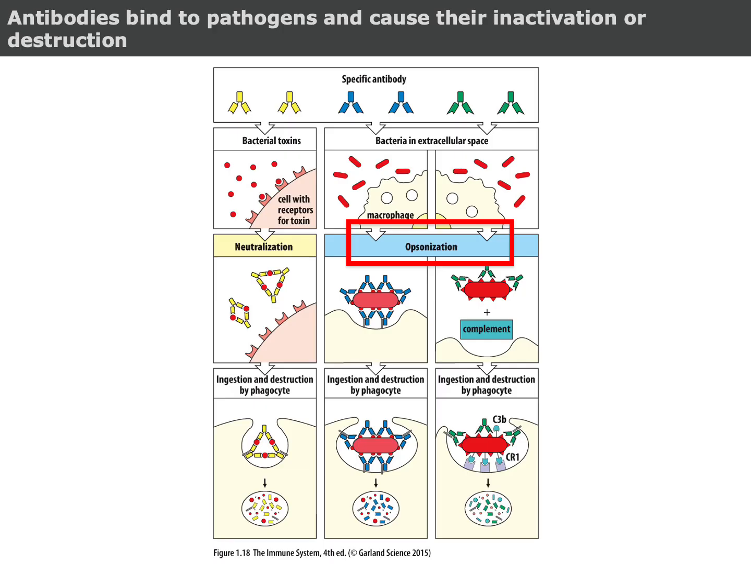Over here, you can see on the top, we've got these specific antibodies. We've got yellow, blue, and green. On the left, these yellow ones are specific for bacterial toxins. Now, obviously, your cell does not want to receive these bacterial toxins, okay? And so these antibodies, when they get secreted, they basically neutralize them. And what you can see here is the antibodies are all bound to these red circles, which are the bacterial toxins.